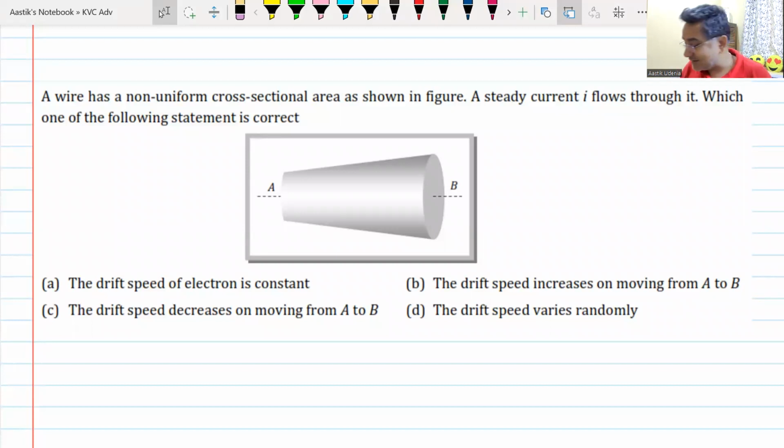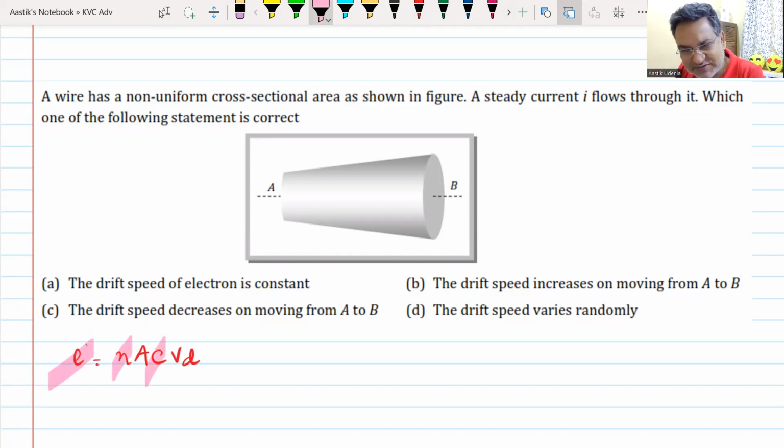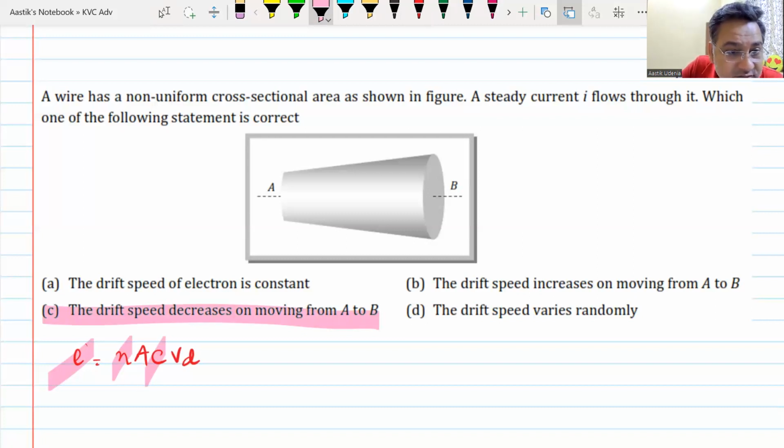Option C, sir, is the right answer. The only thing you have to remember is I is equal to nAevd. Here I is the same. The number of electrons would be the same because it is the same conductor. The charge of an electron is always the same. vd is inversely proportional to the area of cross section. Less area, more vd; more area, less vd. The only option that matches is option C. Do we understand this, or is this going above our heads? Understood, sir. Pakka na, sir? Yes, sir. Then, sir, this is the next question.